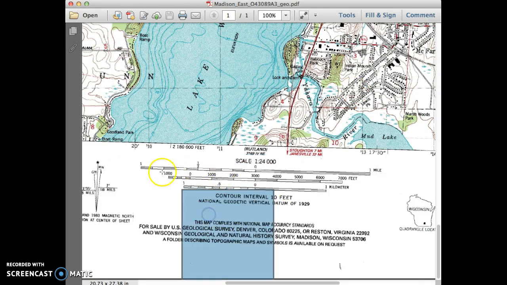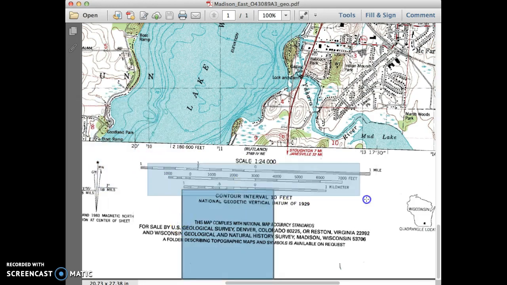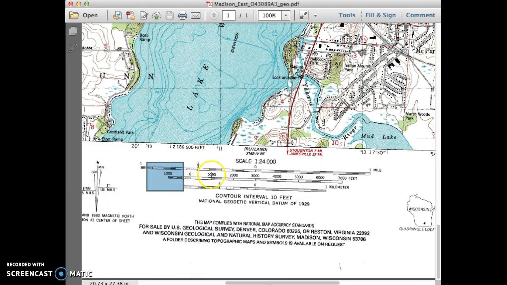The other scale that we have present are these bars, these black and white bars. Let me see if I can draw a line around them. These are the graphical scales, and they're just showing you what 1 mile would look like on the map. This is a measurement in feet and kilometers.